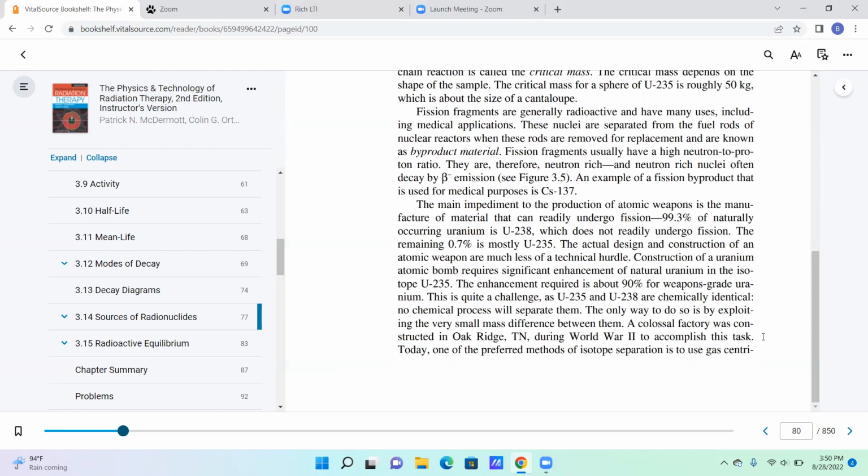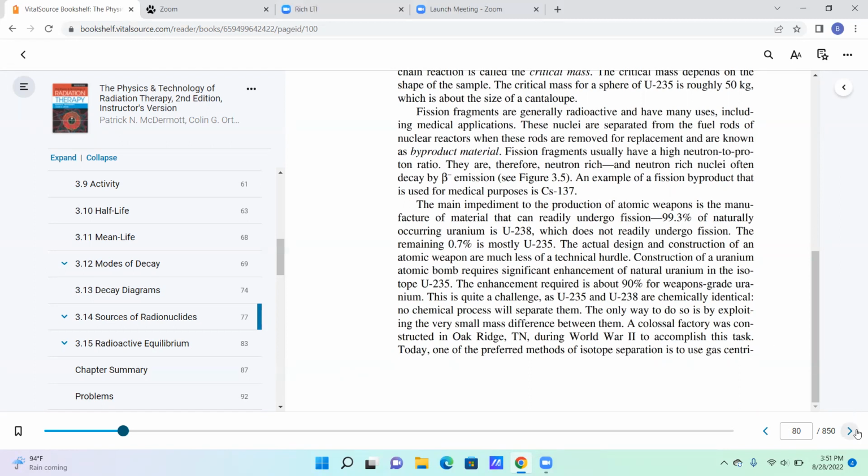The enhancement requires about 90% for weapons grade uranium. No, you can't chemically separate the two. The only way to do it is by exploiting the very small mass difference between them. And a colossal factory was actually constructed in Oak Ridge, Tennessee during World War II to accomplish this task.